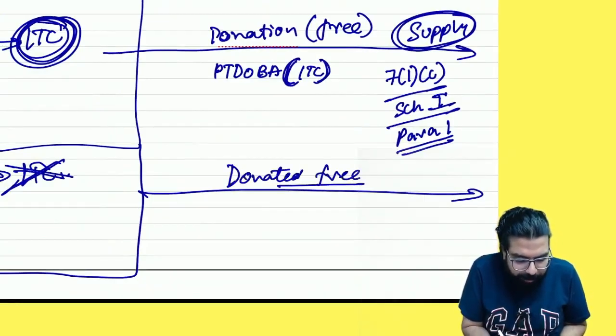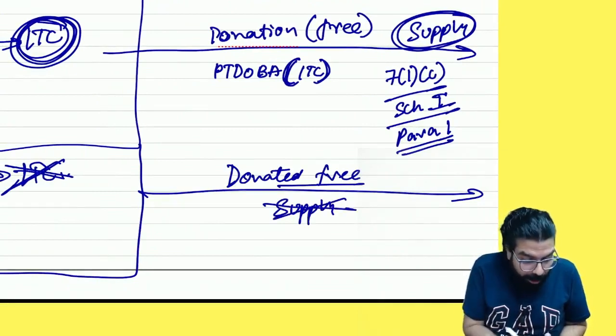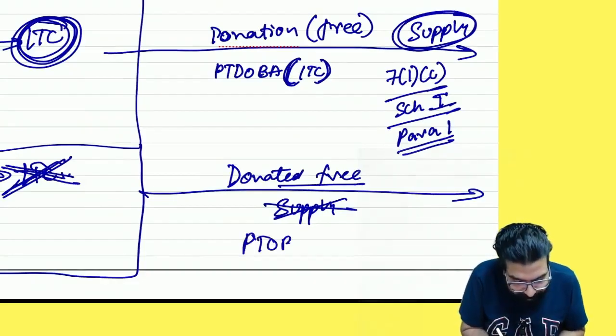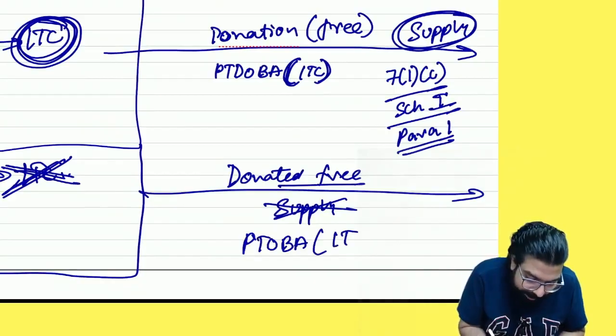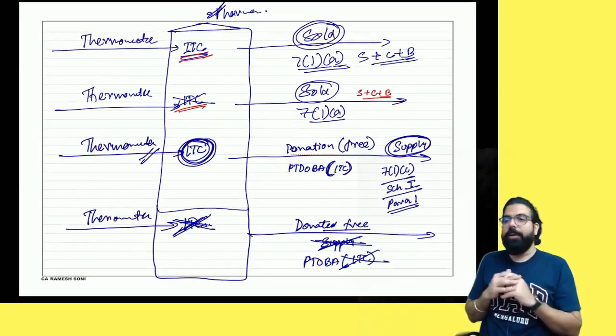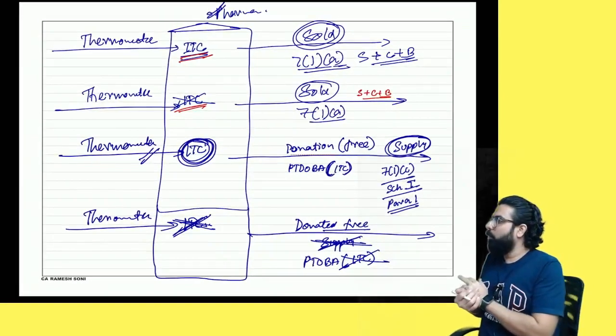My question, is it supply, not supply? Why not supply? Because you did not take the ITC. Okay, is it permanent transfer of a business asset? But did you take the ITC? So is it supply, not supply? Are we all clear till here? Can I go ahead, everyone?